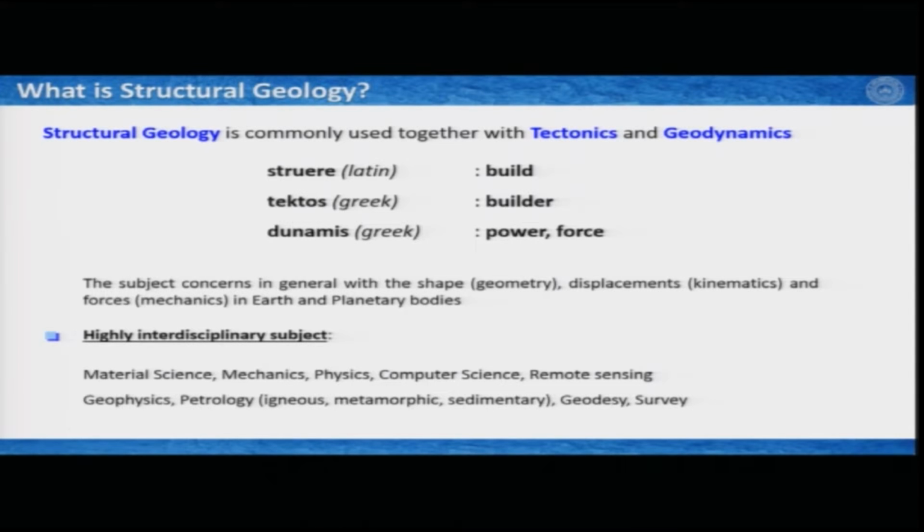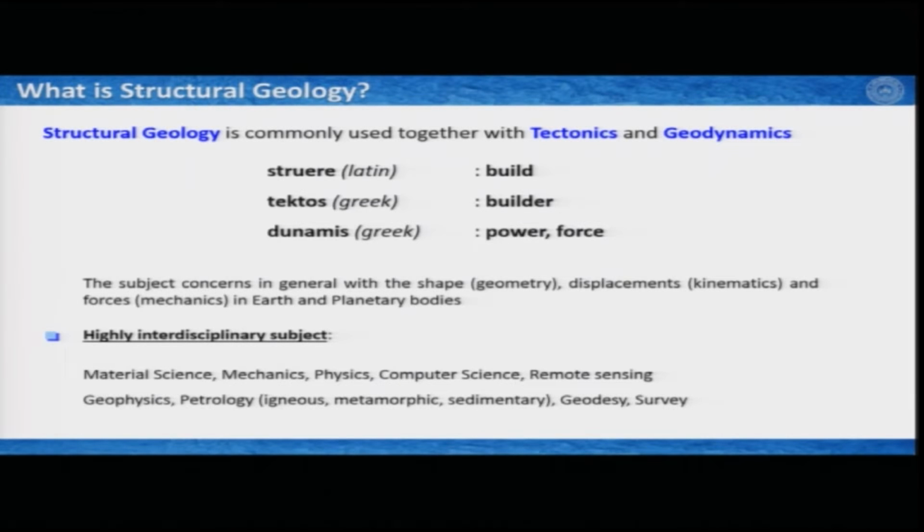Now, interestingly, if you have these terms geometry, kinematics and mechanics, you can certainly comprehend the fact that the subject is highly interdisciplinary, and it is indeed. We take assistance, help and collaborate actively with people from material science, mechanical engineering, physicists, computer science and remote sensing. Within the broader umbrella of earth sciences, we also collaborate with geophysicists, petrologists, igneous, metamorphic and sedimentary domains.